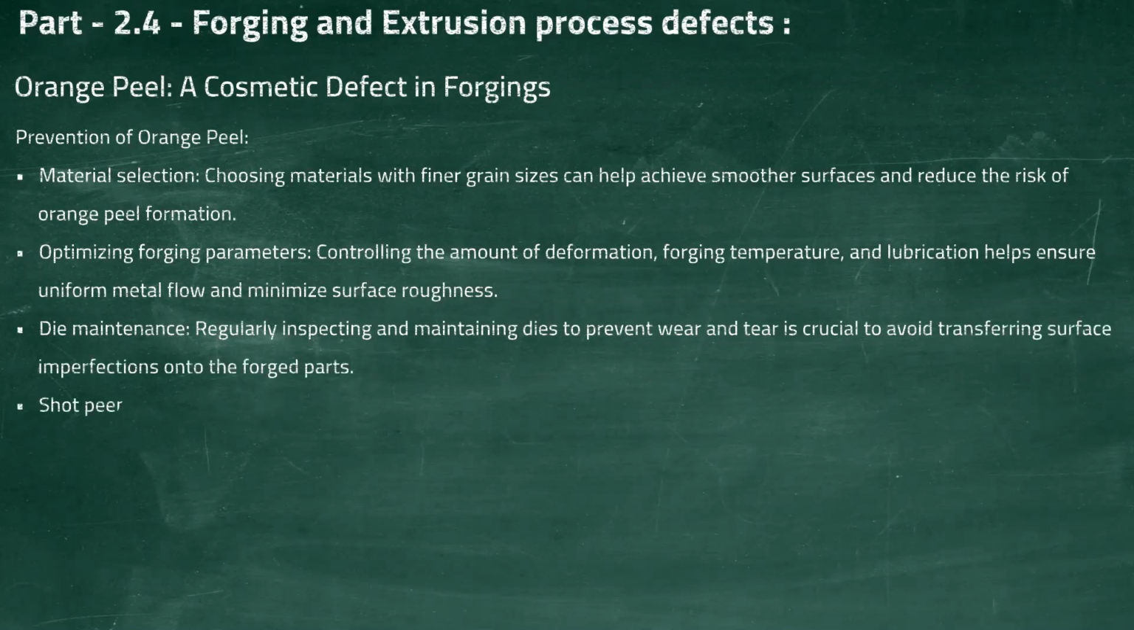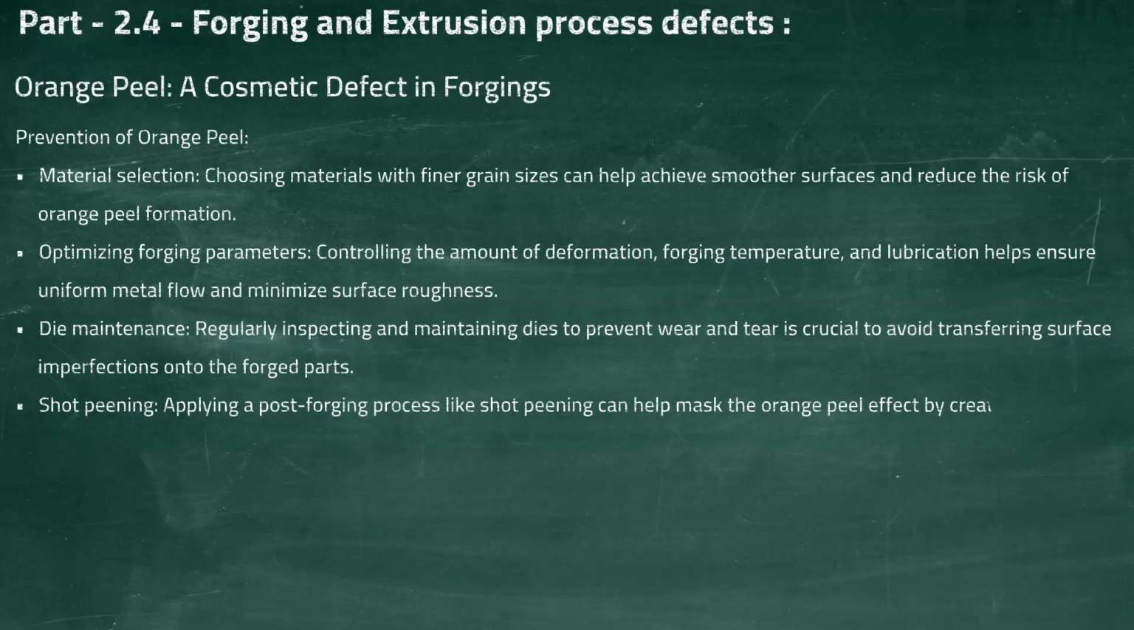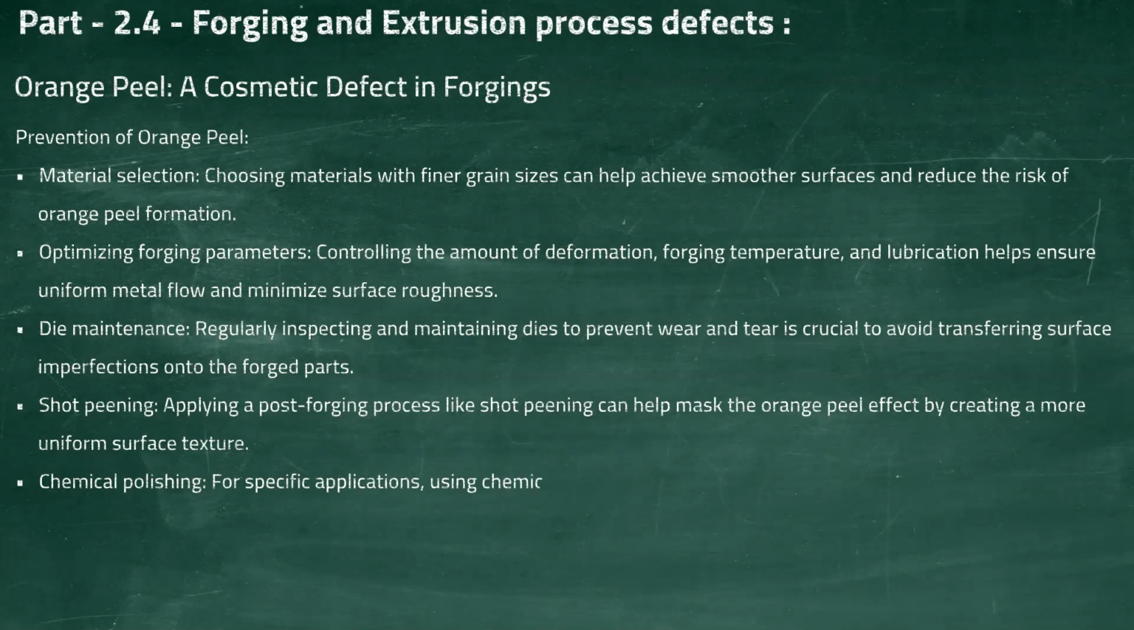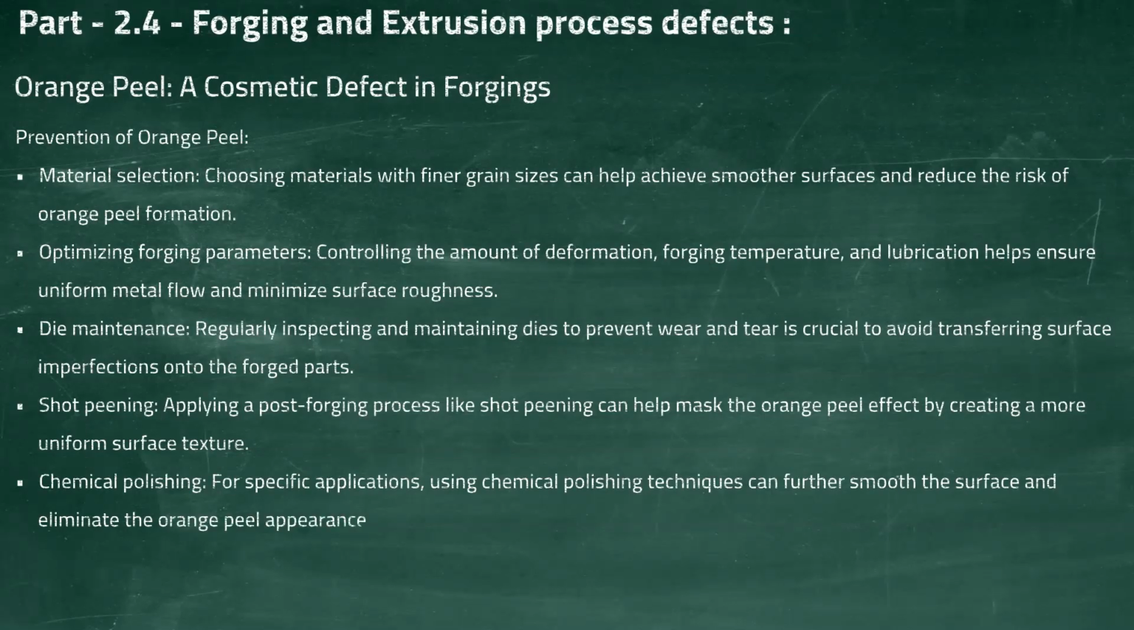onto the forged parts. Shot peening. Applying a post-forging process like shot peening can help mask the orange peel effect by creating a more uniform surface texture. Chemical polishing. For specific applications, using chemical polishing techniques can further smooth the surface and eliminate the orange peel appearance.